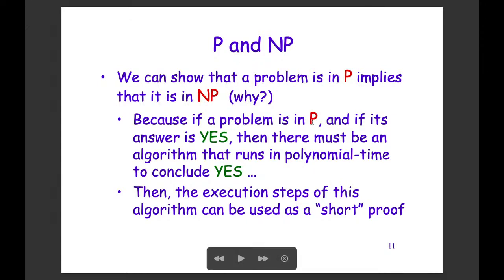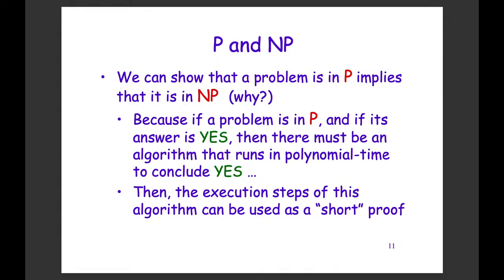Now, we have just mentioned briefly that every problem in P must be a problem in NP. If a problem is polynomial time solvable, it must be polynomial time verifiable. The reason is that we can guess the execution.